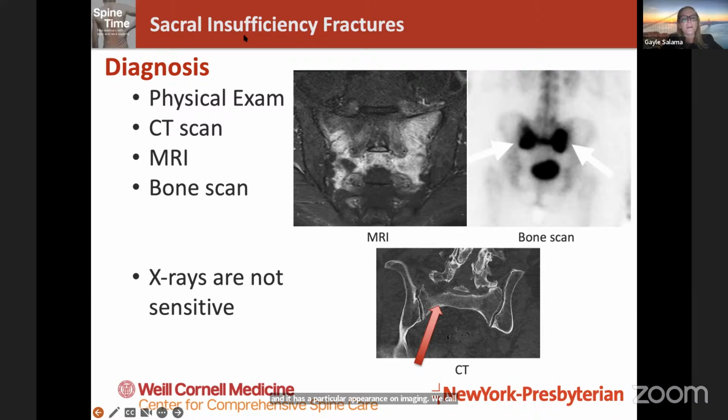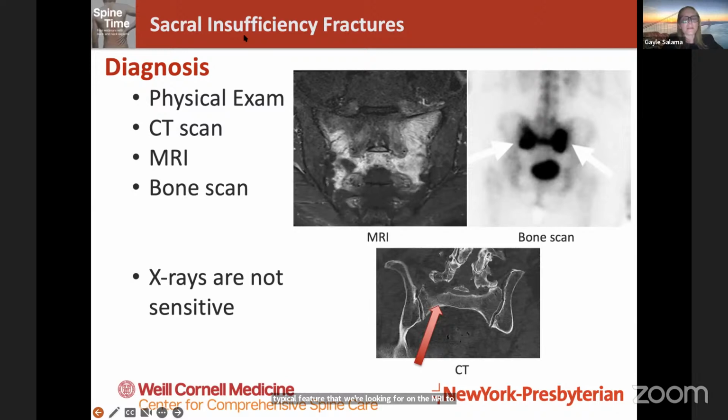So if you look at the top left image that says MRI, the white part is the fluid or edema or swelling in the bone. And it has a little bit of a butterfly shape or H shape. And that's the typical feature that we're looking for on the MRI to identify a sacral insufficiency fracture.